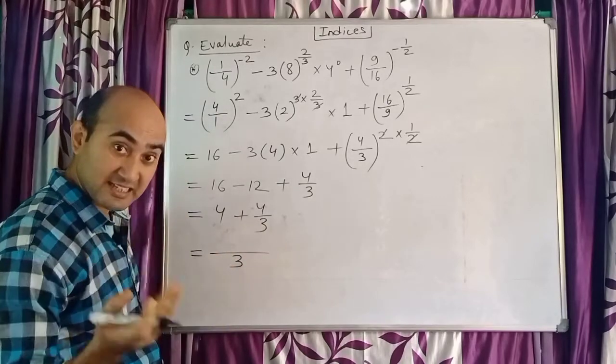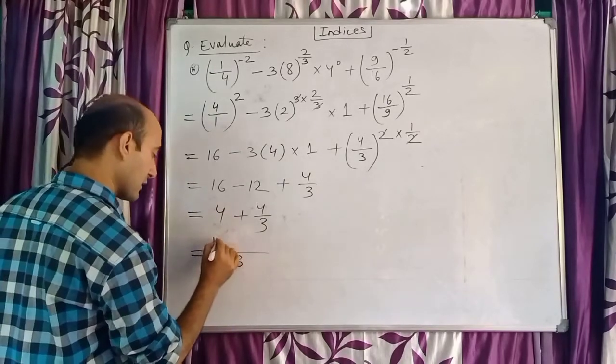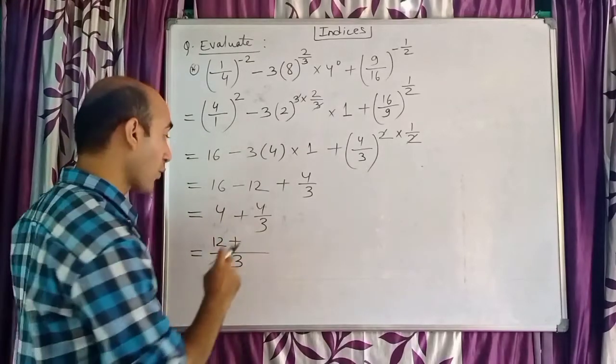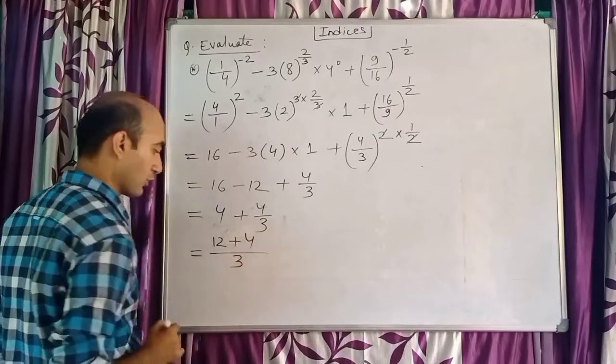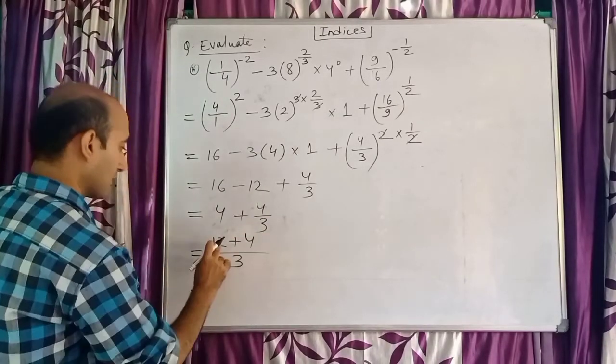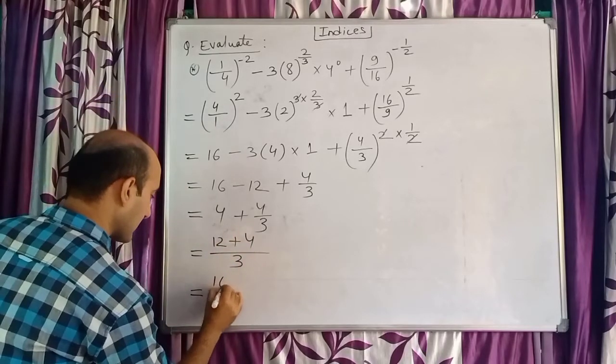Now 1 3's are 3. How many 3's are there? 3 4's are 12. Plus 3 1's are 3. How many 1's are there? 1 into 4 is 4. Next, here I will write 12 plus 4 is 16.